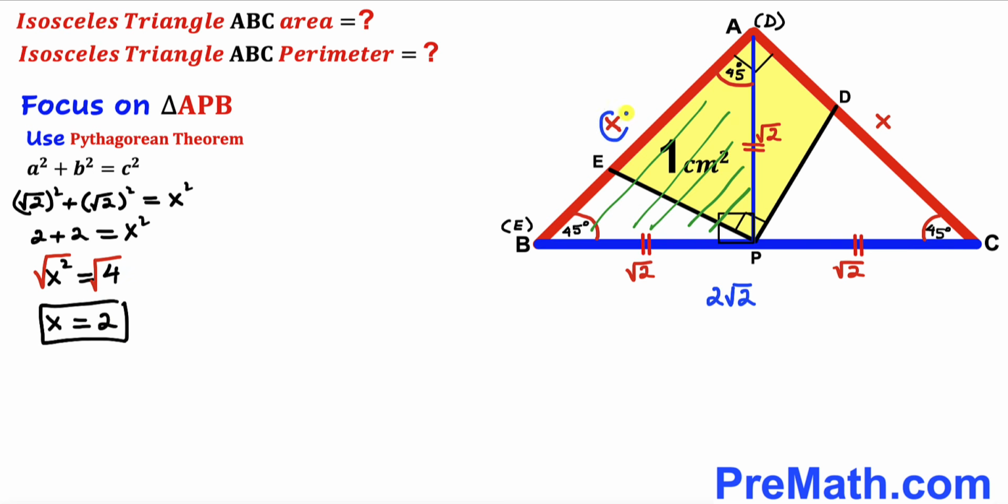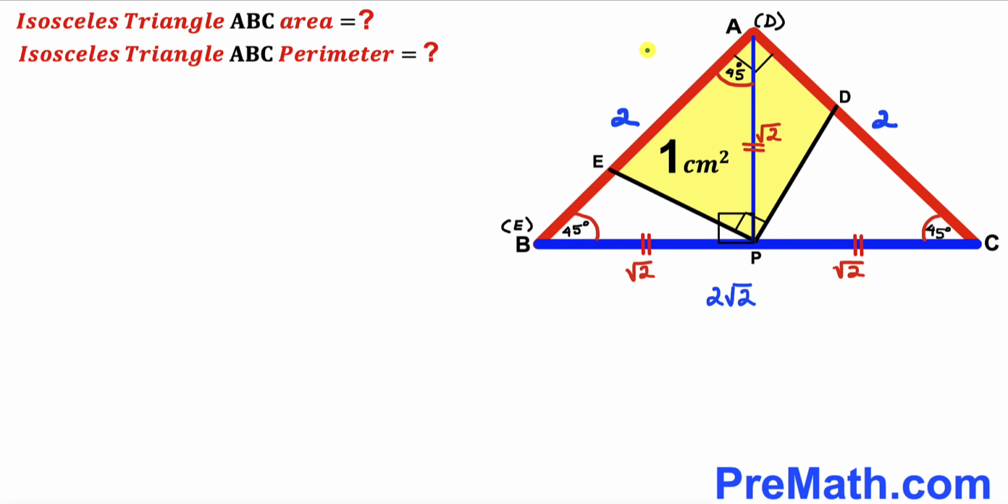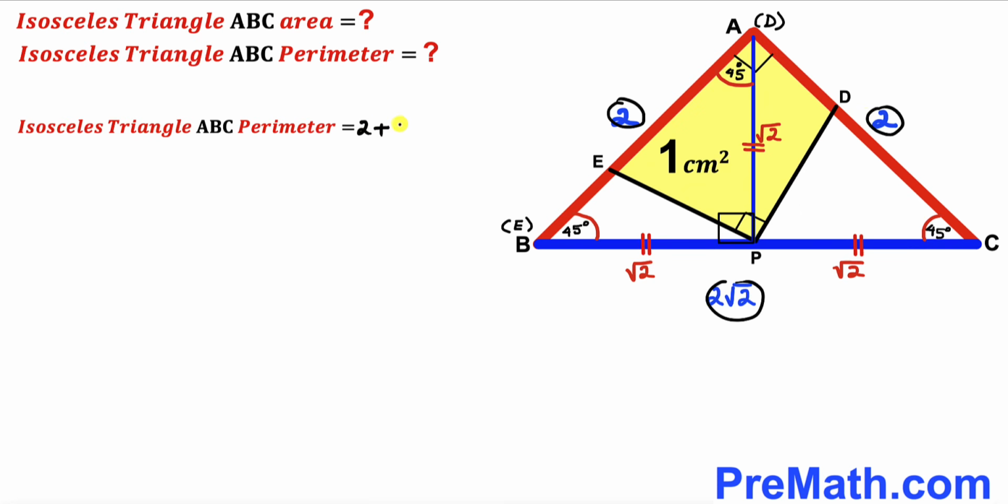So thus this x value is going to be positive 2, and likewise this x value is going to be positive 2 as well. So thus our AB side length is 2, likewise AC side length is 2, and this side BC length is 2 times square root of 2. So therefore the perimeter of this isosceles triangle ABC is going to be the sum of these 3 side lengths. So I can add them up: 2 plus 2 plus 2 times square root of 2. And if we simplify, that is going to give us 4 plus 2 times square root of 2 centimeter, the perimeter.